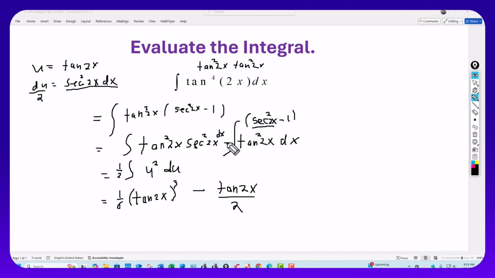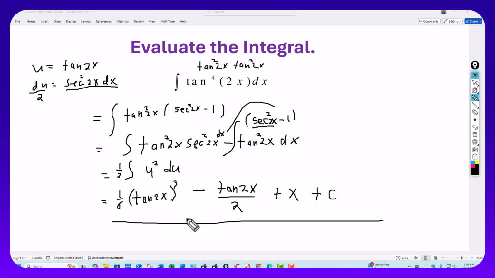And then what do I have? I have a minus and a minus 1 here. This is distributed, so it's plus 1. Integral with respect to x, that's just going to be plus x. And then it's the constant of integration, which is c.